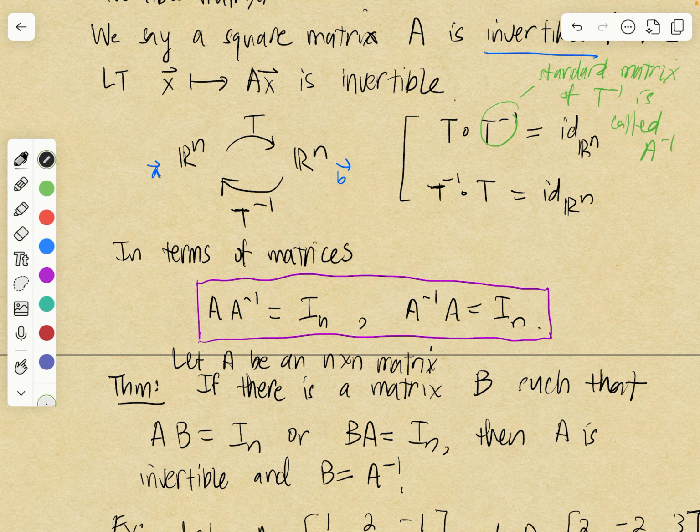And maybe I probably should have stated this: A inverse is called the inverse of A, if that wasn't clear already.